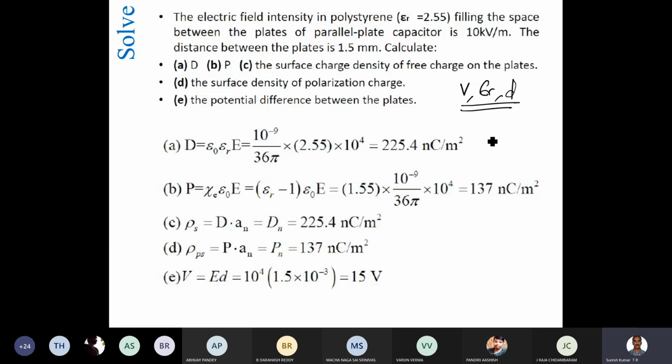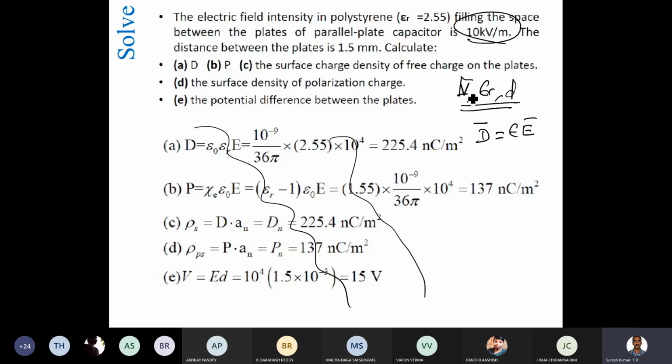Then what do you need to calculate? You need to calculate D. See, please don't look at this. I forgot to make the animation. So you need to start with D. If D is required, then what is the formula we have? D equal to epsilon E. So E is not available. Oh, sorry, E is given.